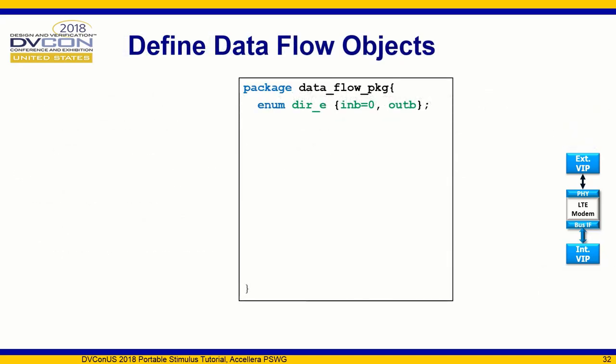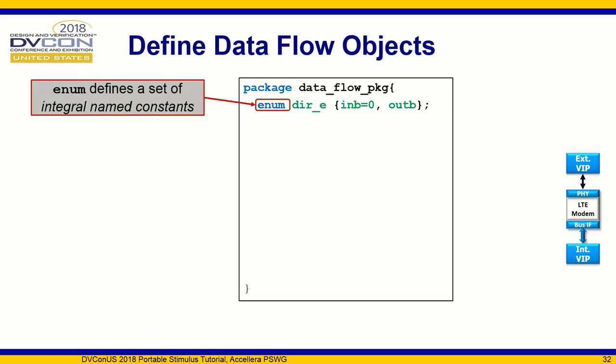All right, so we look at the data flow object. So we have, in our data flow package, we're going to define an enum. So we have enums. And we're going to use that to define the direction. So it's either inbound or outbound. So we can define enums. We can, just like SystemVerilog, define explicit values for things in the enum, or it'll just automatically increment them as we go. So inbound is 0, outbound is 1.